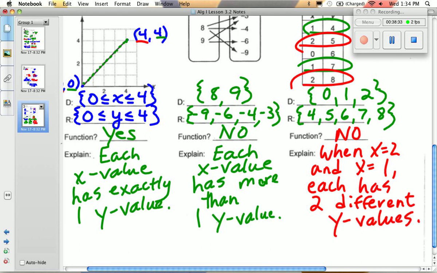This is going to be one of the hardest things to get a grasp on. When is it a function and when is it not? We've got to make sure every time we explain it, we find it in our heads, okay?